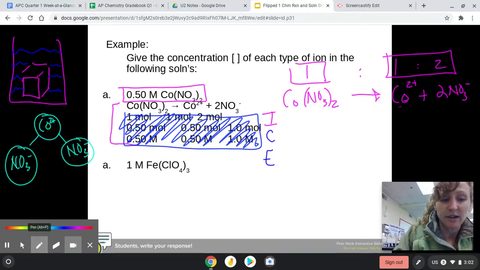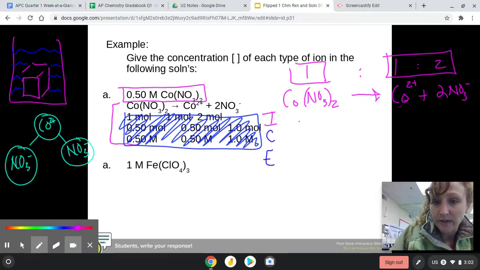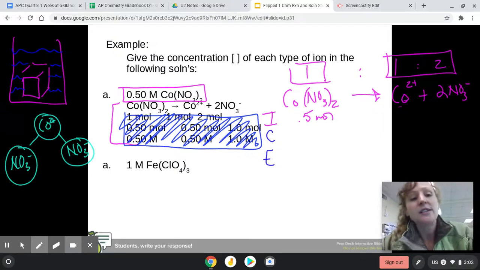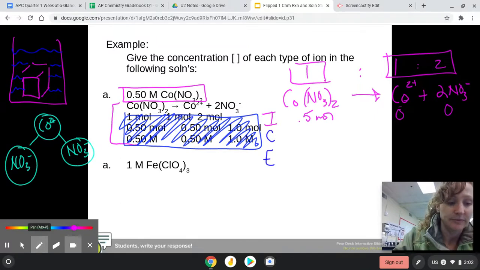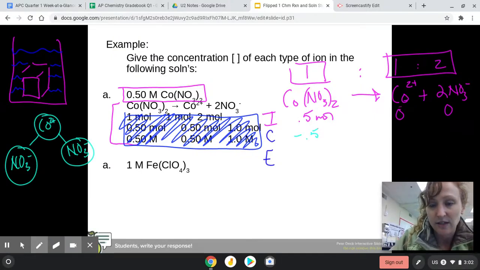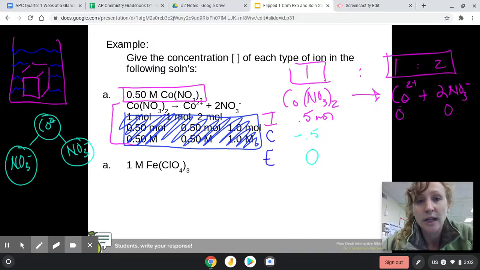All right, let's say my starting amount now is 0.5. If I start with 0.5 moles of solid cobalt nitrate and no ions, and then I add water, how will this change? So let's say all my cobalt nitrate falls apart because we're assuming it's a very soluble salt, and I have no solid cobalt nitrate in the end. So I want you to pause the video here and see if you can predict. Can you tell me how many of each ion will be present when this reaction has taken place?